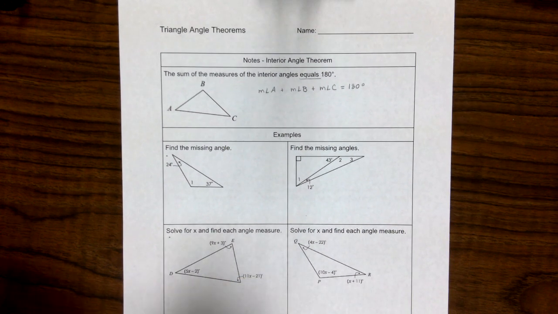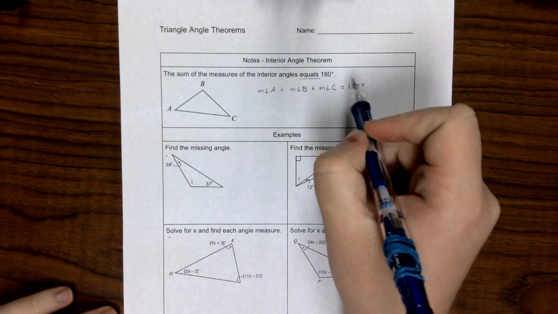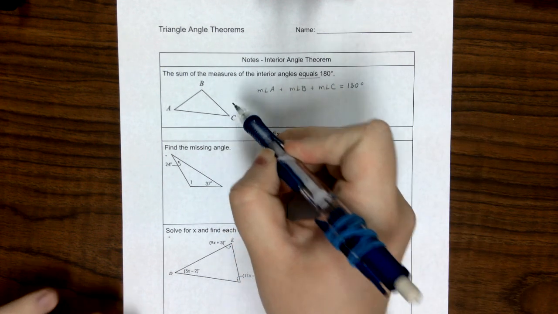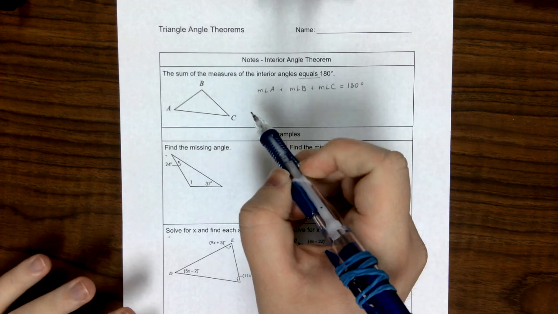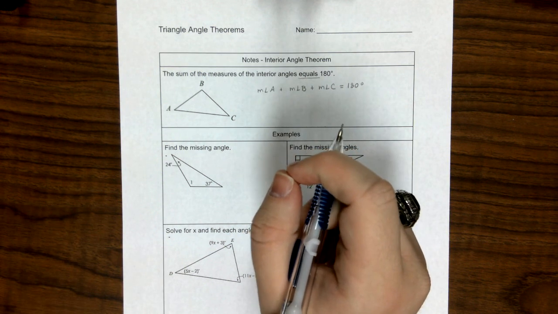Okay, that is so huge. I want you to commit this to memory. You need to memorize this. You add all three angles in a triangle up, it equals 180 degrees. This comes up a lot from here on out. Okay, even in part B of geometry, it's going to come up, so you need to remember it.